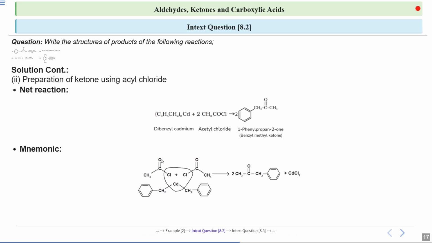This is the carbonyl carbon of acetyl chloride, and it is electron deficient because of the presence of this electronegative chlorine atom. This nucleophilic attack leads to the substitution of chlorine by the benzyl group, which results in the formation of ketone and the removal of cadmium and chloride ions. So this is how you get a ketone using acyl chloride.